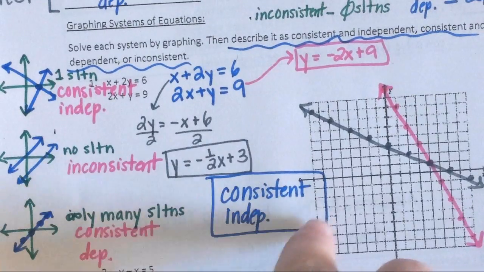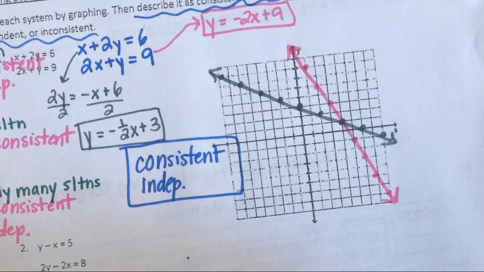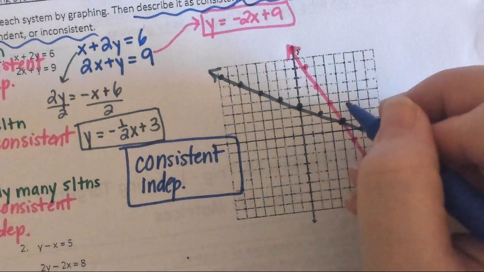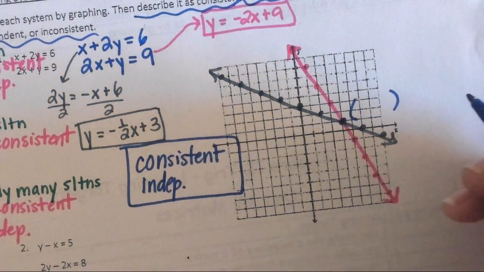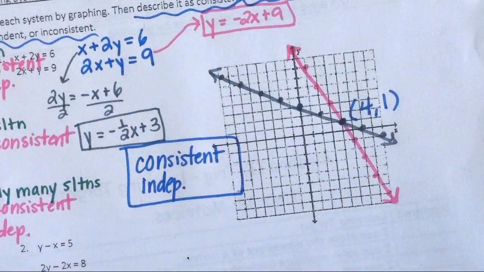So I get that it's super annoying to have to list that, but you have to do it because the directions said so, and we're direction sticklers. Okay, but where is that one solution? What is that point? 4-1. Yeah, so we had one solution. It's at 4-1. That's the only point where those graphs crossed.